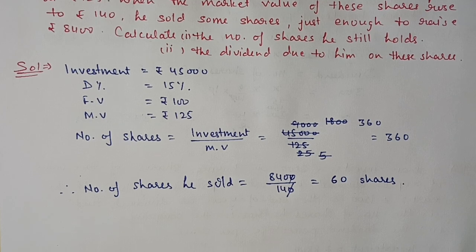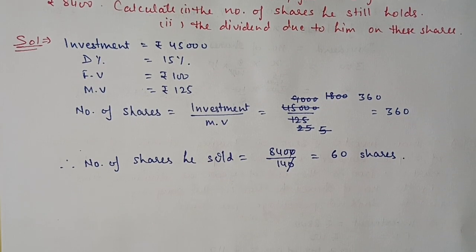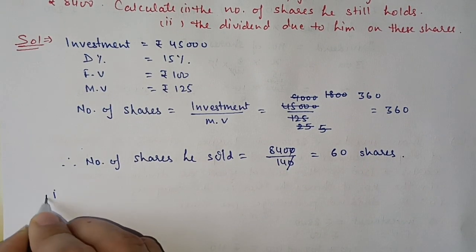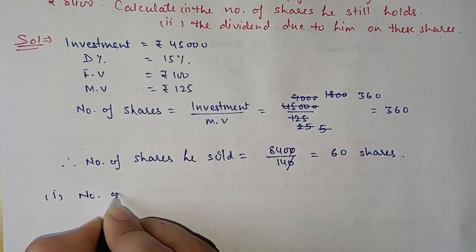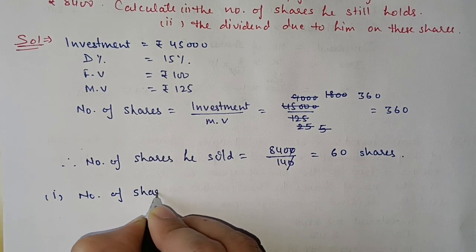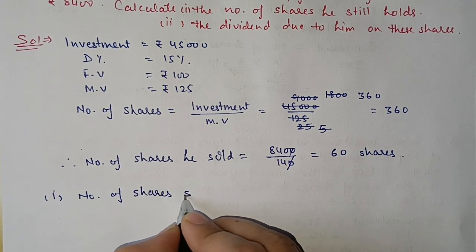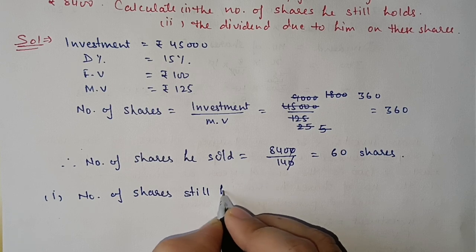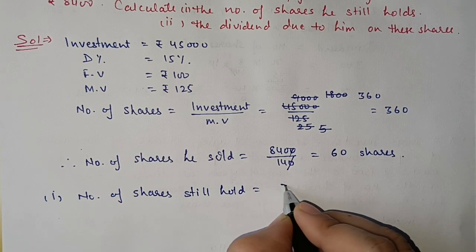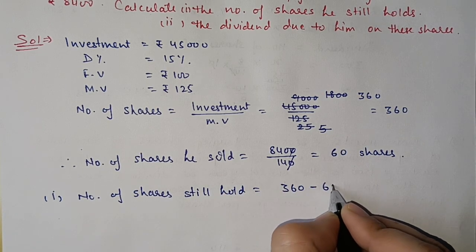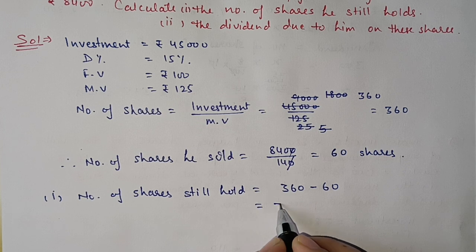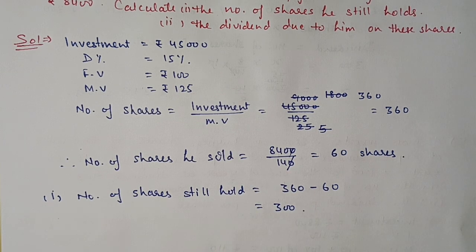Now we have to calculate how many shares he still holds. Total he was having 360 shares. From that 60 shares he sold out. So 300 shares are left with him.